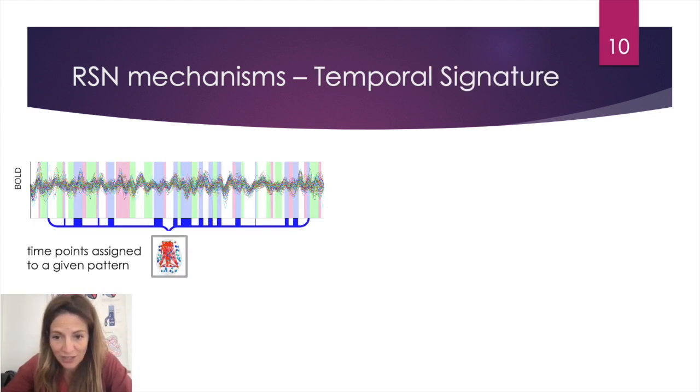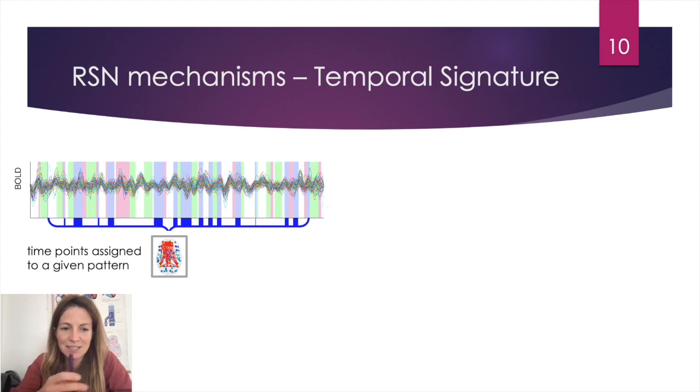Now, one of the advantages of this method is that k-means assigns to each TR, so to each volume, a centroid, so one of the states. So for each TR, we can say which was the resting state network that was dominant at that instant of time.